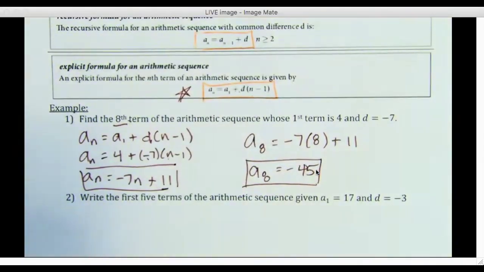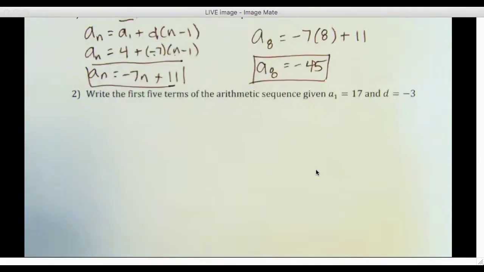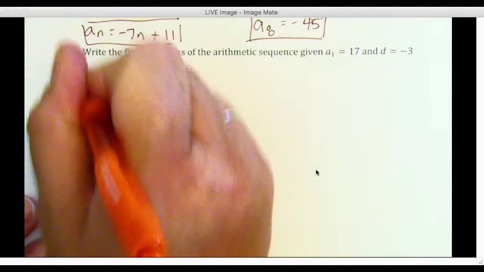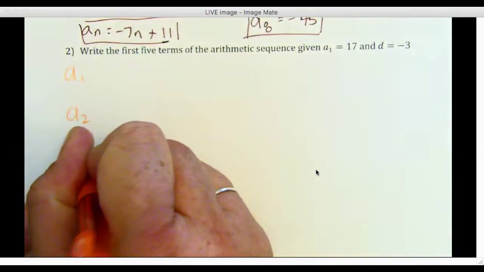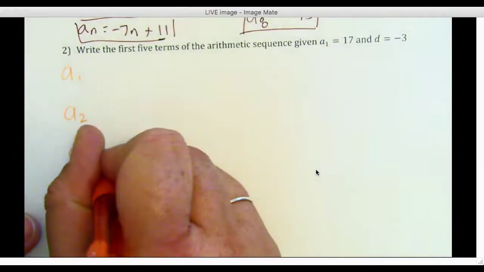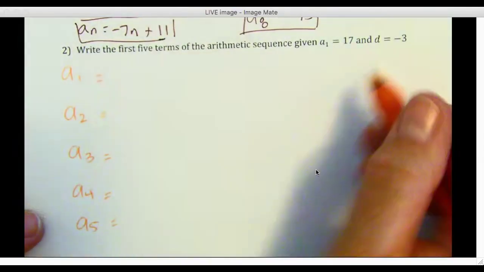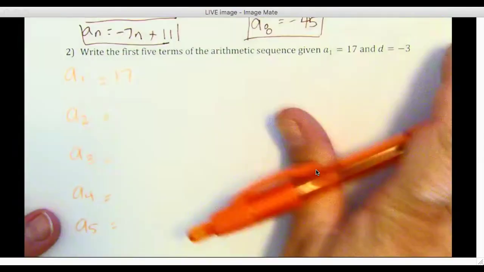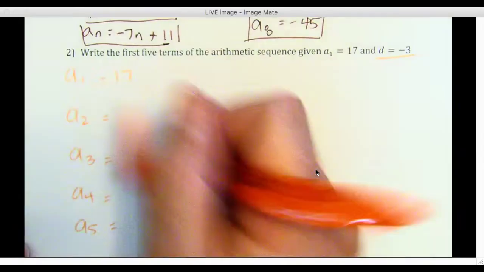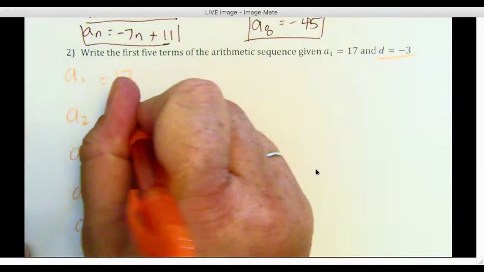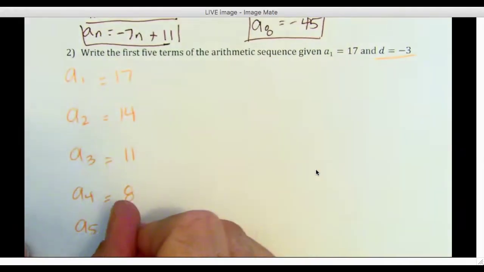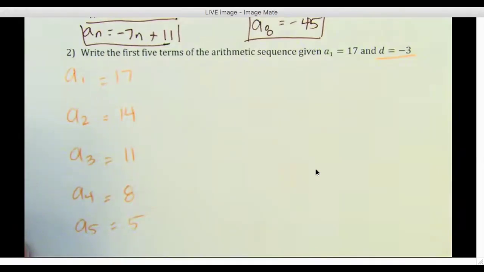All right. The next example says write the first 5 terms of the arithmetic sequence. So we want a sub 1, a sub 2, a sub 3, a sub 4, and a sub 5. And they have given us a sub 1 is 17, and our common difference is negative 3. So one way I could find those is starting with 17, minus 3 would be 14, minus 3 would be 11, minus 3 would be 8, minus 3 would be 5. That's one way I could do it.